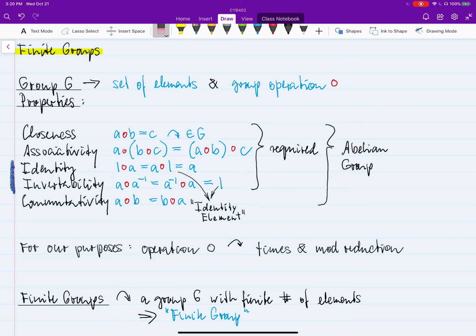Okay. And the invertibility is the same thing. So if we apply to a its inverse, or the other way around, the inverse and the operation a, this yields the identity element.